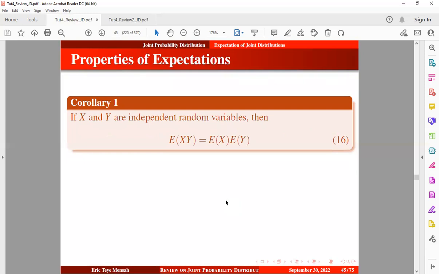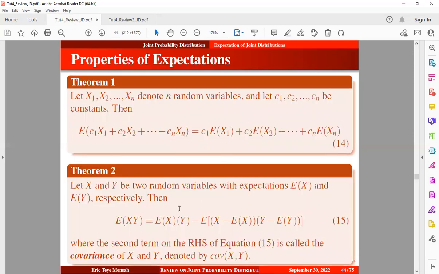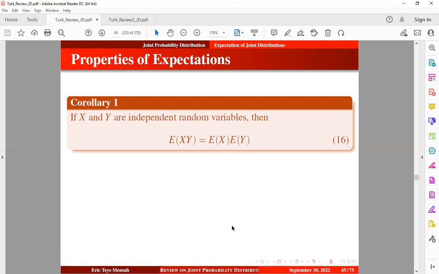Corollary 1. If x and y are independent random variables, then the expectation of xy can be obtained as the product of your individual expected values. This is coming from theorem 2. Once these two random variables are independent, the covariance will go to 0. So we just have only the product of the expectation of x and the expectation of y. So corollary 1 is coming from theorem 2.